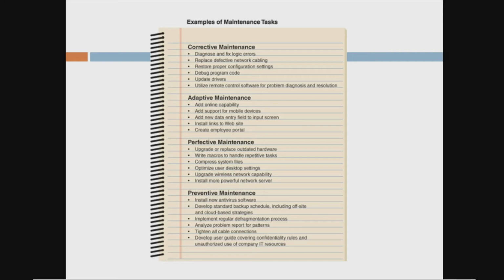Okay, another example for perfective maintenance: upgrade or replace the outdated hardware. This one is perfective maintenance. And then an example for preventive maintenance: install new antivirus software. So this one is preventive, or defending our system. You can look back and search for more examples regarding the maintenance tasks for the several types of maintenance we have: corrective, adaptive, perfective, and preventive.